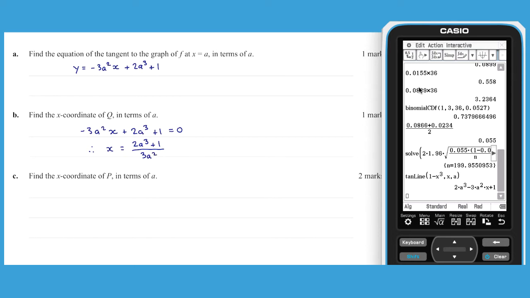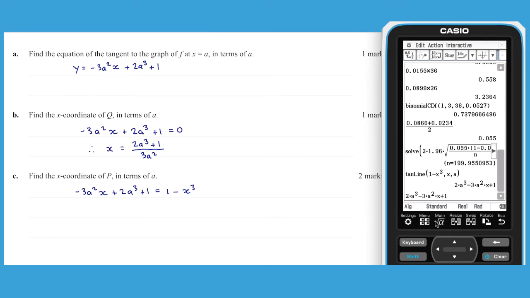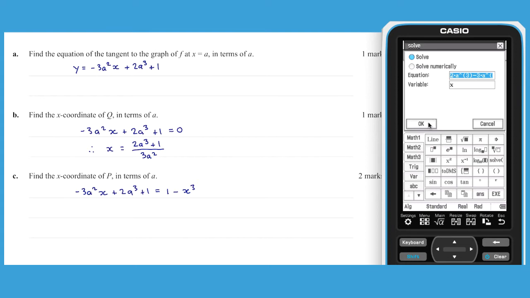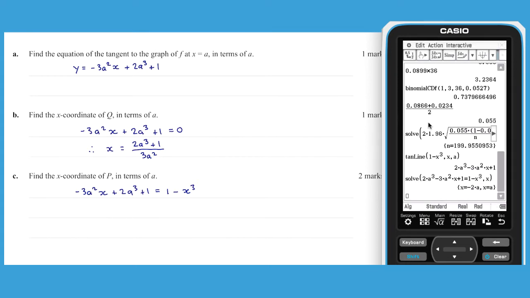Part C. The x-coordinate of P, where the tangent meets the curve again, can be found by equating the tangent and the function and solving. The ClassPad returns two solutions. The solution x equals a corresponds to the point of tangency, and so the x-coordinate of point P is x equals minus 2a.